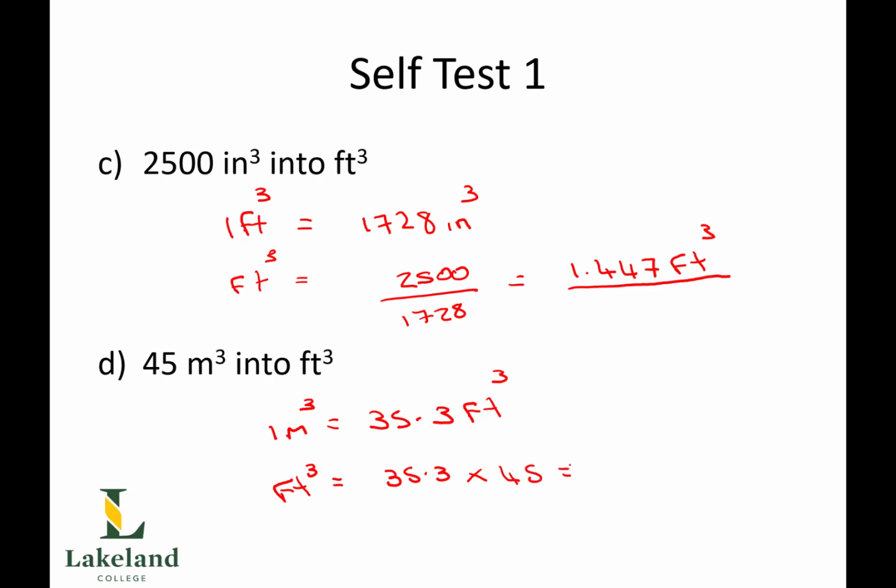If we multiply this through on my calculator, 35.3 multiplied by 45, this gives me 1,588.5 cubic feet. And there's the answer there to that conversion. Hopefully you find these pretty straightforward. And again, you just simply have to use your academic supplements and then decide whether you are dividing or multiplying to get our answers. So that's it really for objective 1 of this chapter.